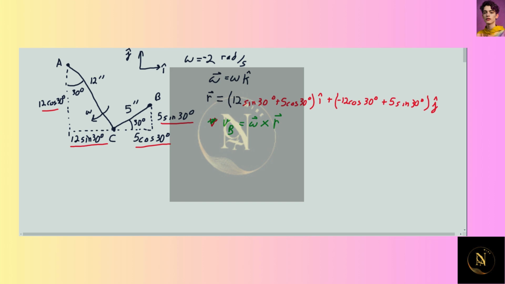And we'll need to look at a couple things here. We'll have a k cross i hat. And what is k cross i hat? Well, k is out of the page, i hat's to the right, so that will give us a j hat. And then we'll have a k hat cross j hat, which will give us a negative i hat.